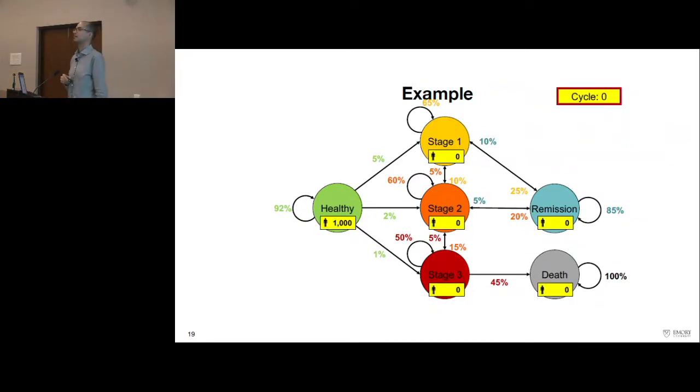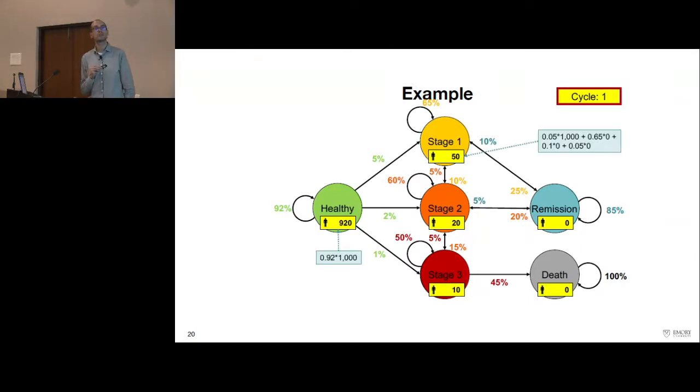So let's try to figure out how people will change these health states with each cycle. Now we're at cycle zero, the beginning of the analysis. We assume that we have 1,000 people, and they all start in the healthy health state. We know that in the next cycle, 92% of those people who are healthy will stay there, 5% will go to stage one, 2% will go to stage two, 1% will go to stage three.